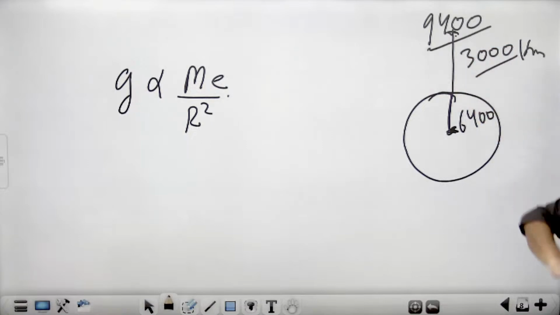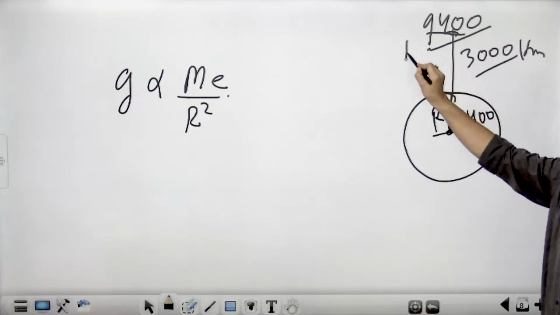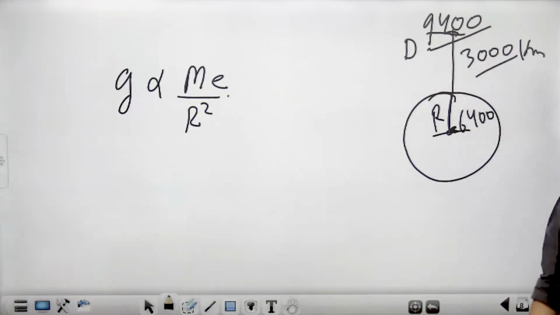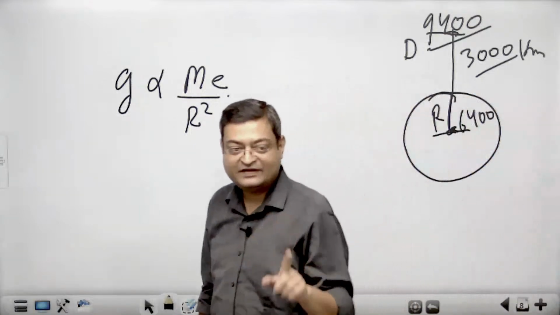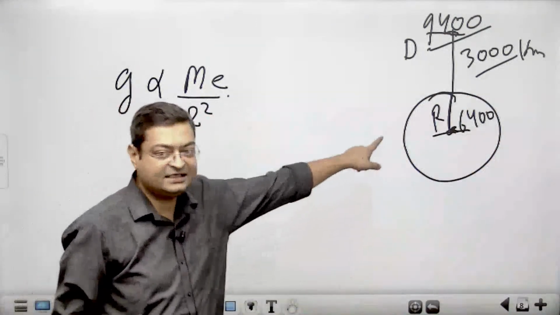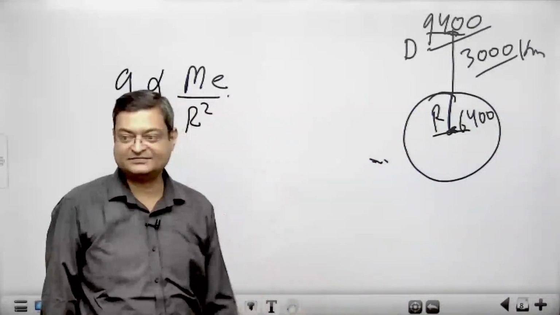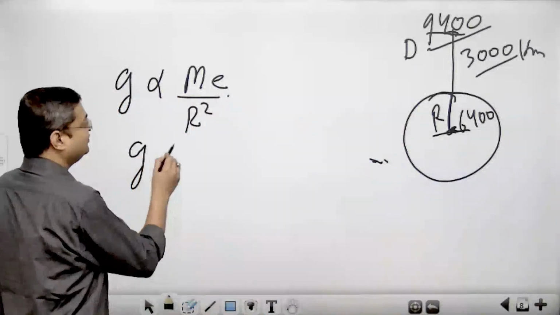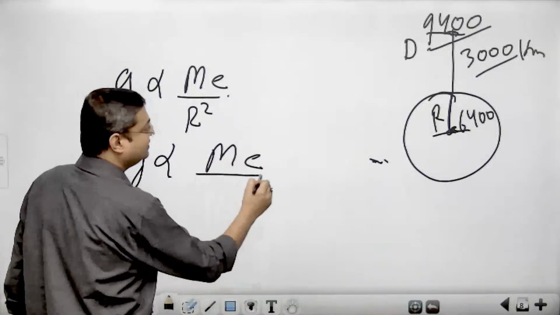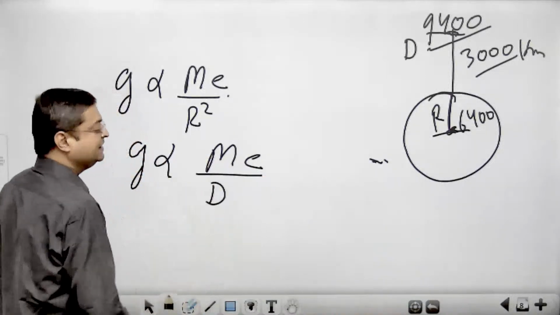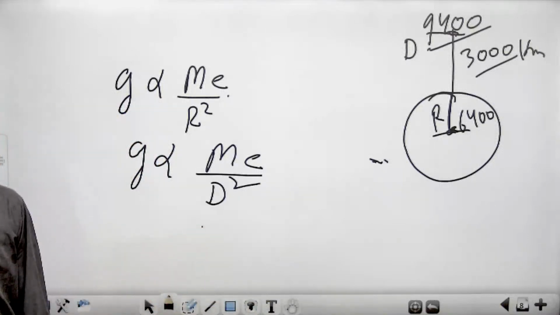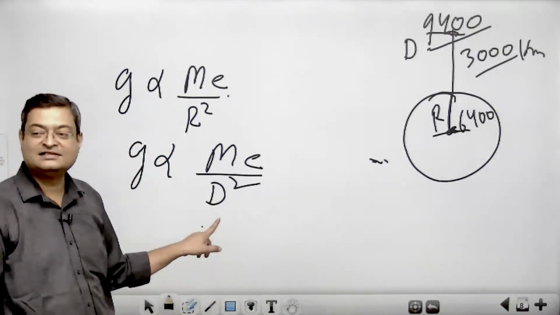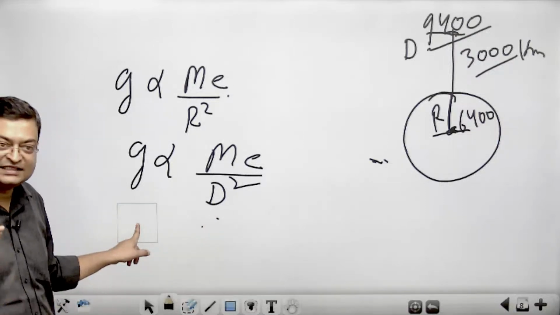9400 kilometer. This is your R, but this is your exact distance. Now, if I am moving from above the surface, my effective distance is greater than the radius itself. G will be proportional to the mass of the Earth upon distance square. Distance is increasing or decreasing? So if the distance is increasing, G is going to decrease.